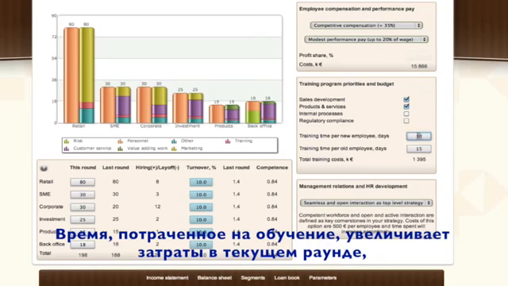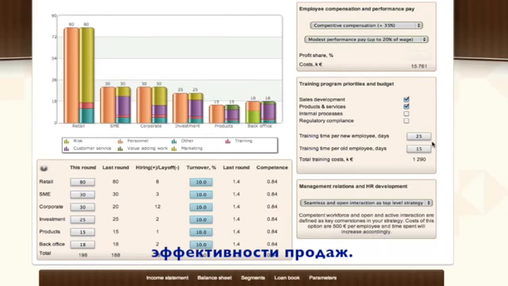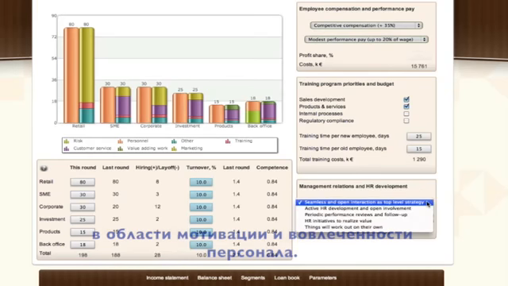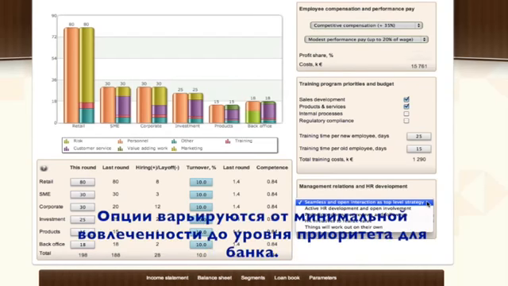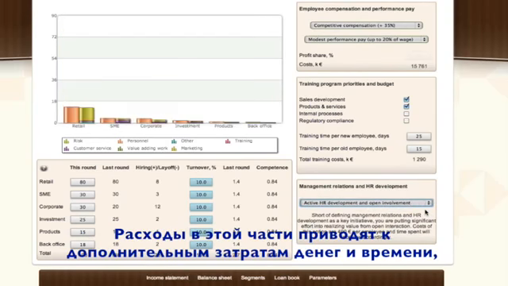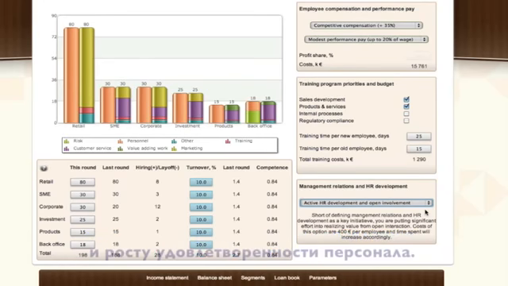The time spent on training is directly away from the other value-adding activities and carries a certain cost, but it also contributes to personnel competence, thus making future sales efforts that much better. Lastly, teams have the option to affect their bank's policy on personnel engagement and HR development. The options range from minimal engagement to making it a top priority at the bank. Extra expenditures here come at cost of both time and money, but contribute to better management, lesser turnover, and more satisfied personnel.